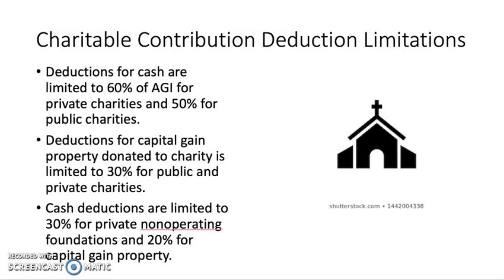Deductions for capital gain property donated to charity is also limited to 30% for public and private charities related to capital gains. And cash deductions are limited at 30% for private non-operating foundations and 20% for capital gain property. A private non-operating entity would include an organization that is not directly a charity but donates its belongings or assists with a charity.